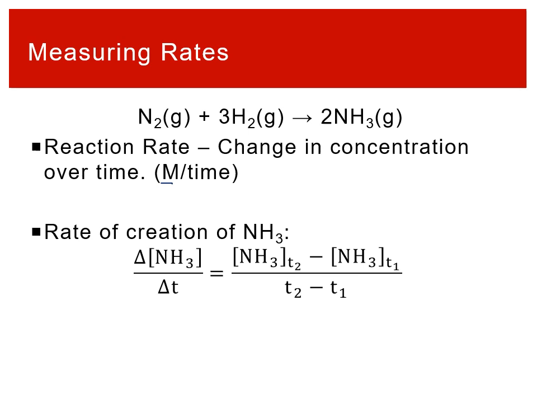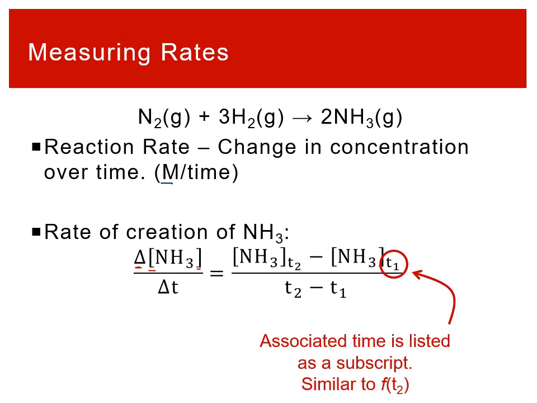And so I want change. This delta here is always going to imply change. Remember, the square brackets are the molarity of that compound, so molarity of ammonia, divided by change in time, delta t. And in this case, these deltas just mean differences, so it means subtraction. You will note over here, I have put these subscripts of times. So you'll note the change in time is t1 to t2.